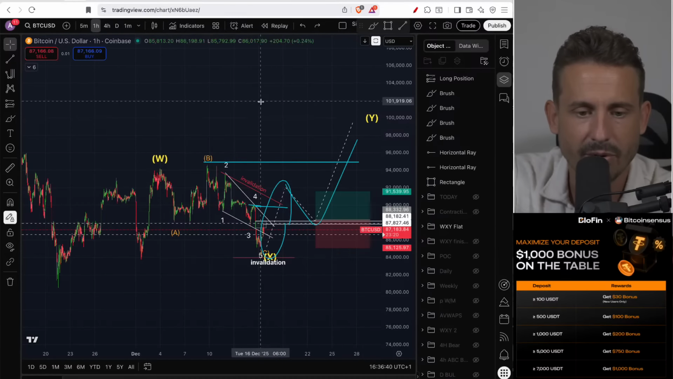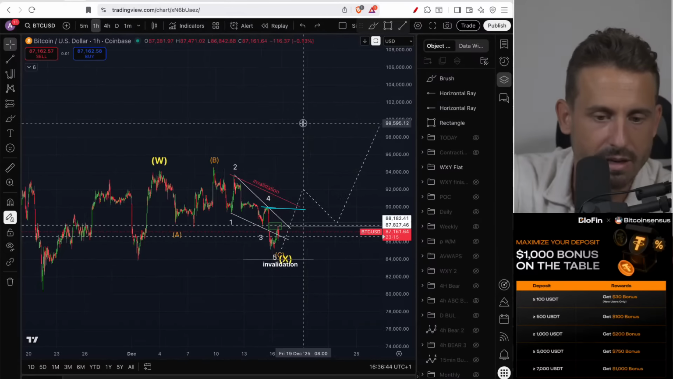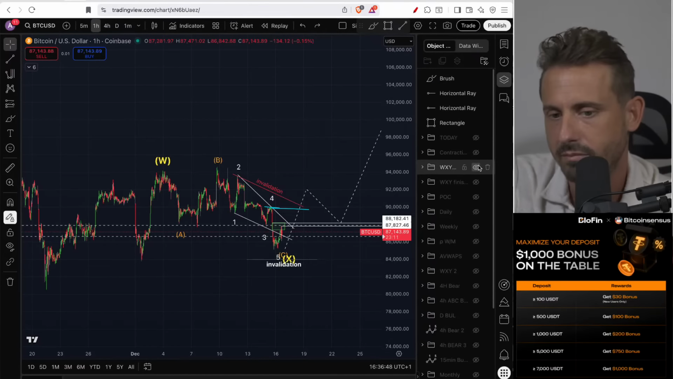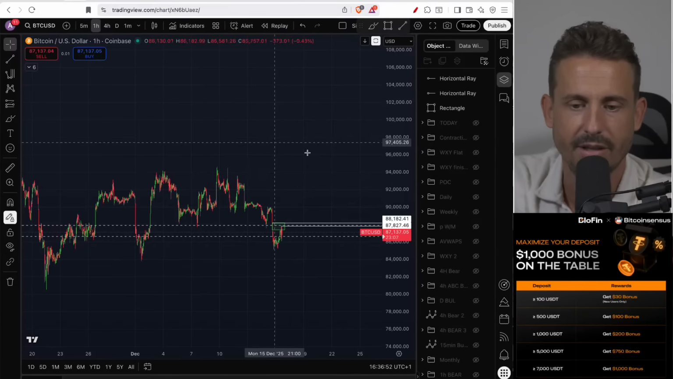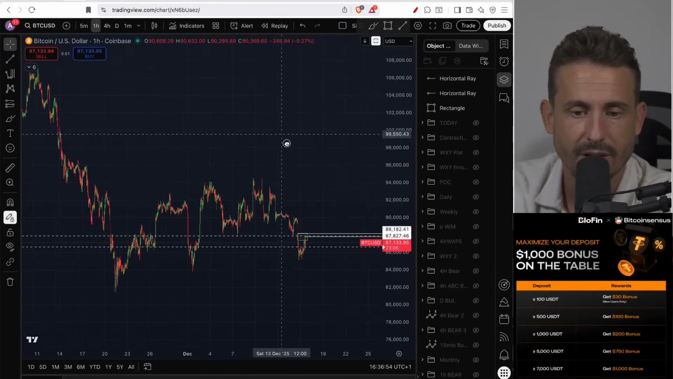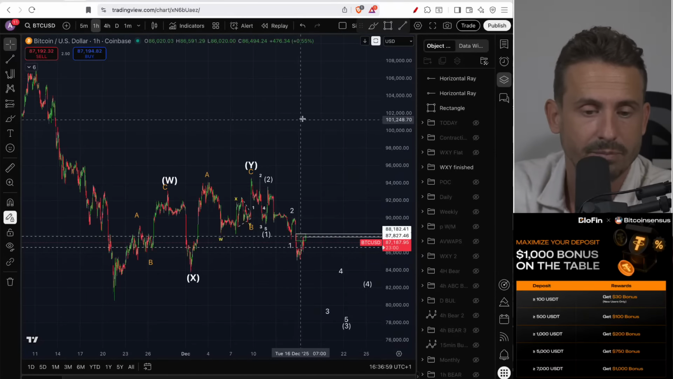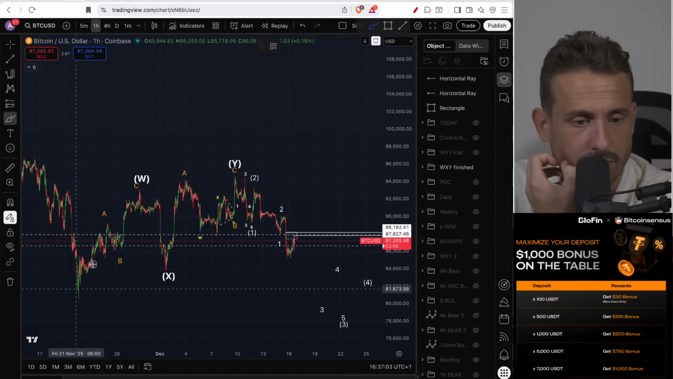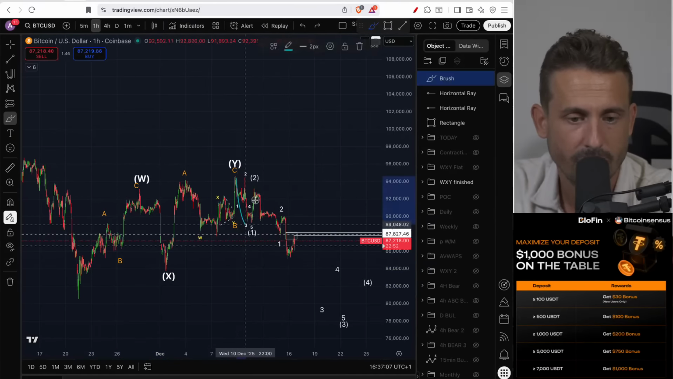Obviously, that's a little bit of wishful thinking at this moment, but there is a chance, but we need a lot of information to consider that. For the moment, the scenario that has priority, without a doubt, is this one. This has priority. Double zigzag up, 1 2 1 2 1 2.